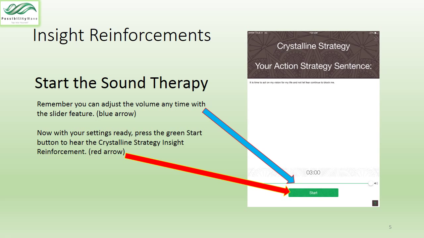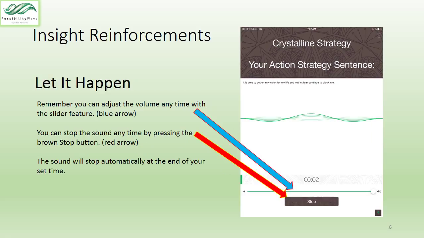It'll start. When you press Start, there's a volume adjustment, of course, which is obvious and makes sense. When you press the Start, you'll hear the tones. You'll see that wave-like symbol undulating across the screen, and you also see the time counting down to whatever you had set it. Of course, you can stop it at any time. You can see the red arrow pointing to the brown stop button.